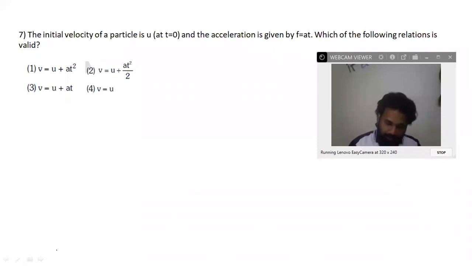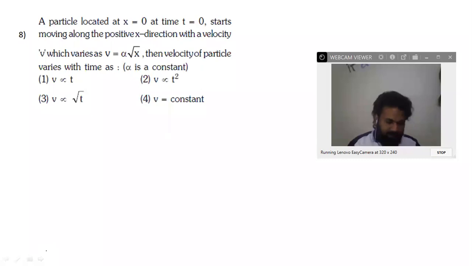Okay, so, this one is a particle located at x is equal to 0 and at a time t is equal to 0 starts moving along positive x direction with a velocity v, which varies as v is equal to alpha root x. The velocity of the particle varies with the time as whether v is proportional to t or root t or t square or velocity is constant. This is what they are asking. So this question is a good question.